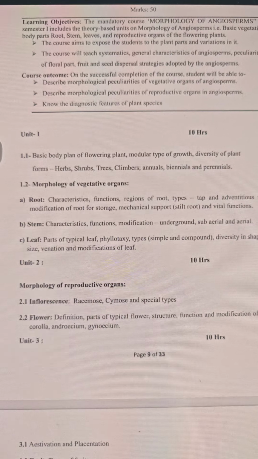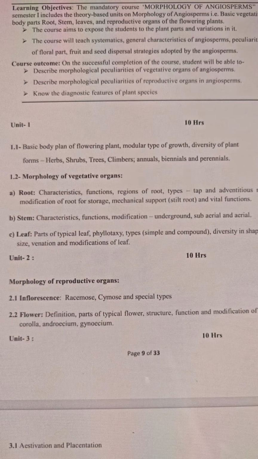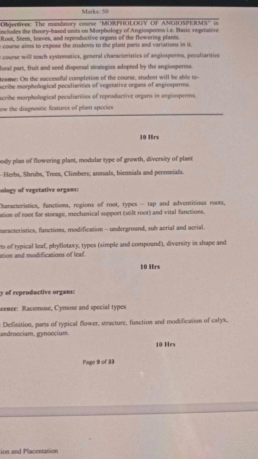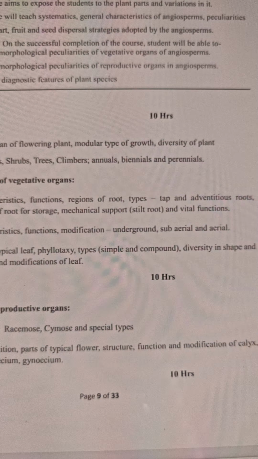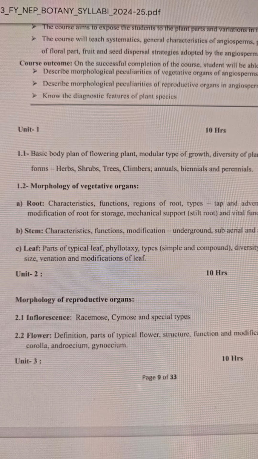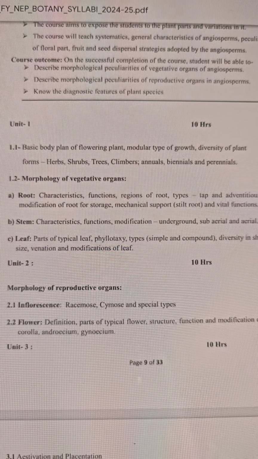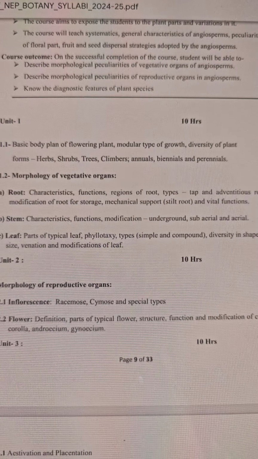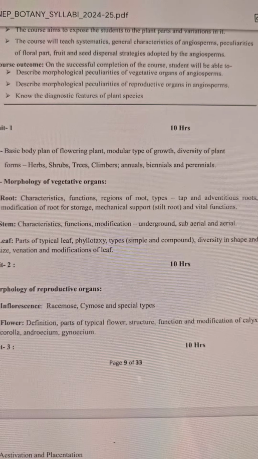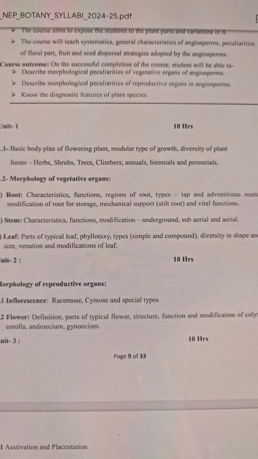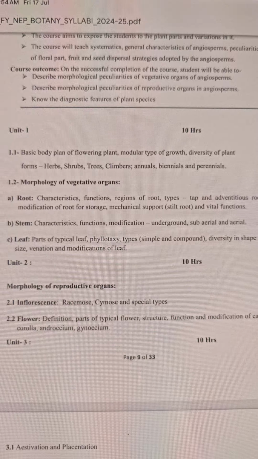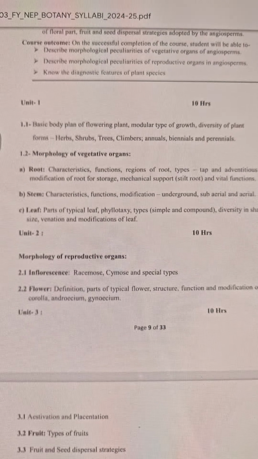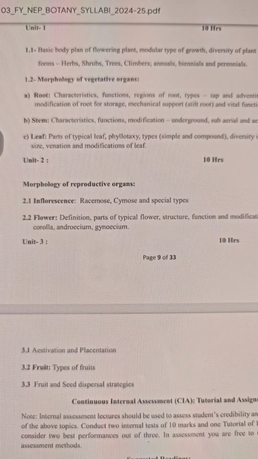Third is C, that is leaf: parts of typical leaf, phyllotaxy, types, simple and compound, diversity in shapes, size, venation, and modification of leaf. As the name says, we will discuss the morphological structures, different forms, and arrangement of the leaves. Okay, in this. And second is unit 2, morphology of reproductive organs.